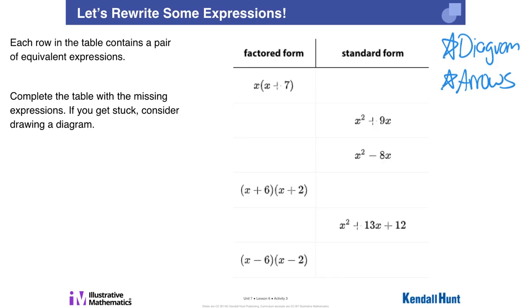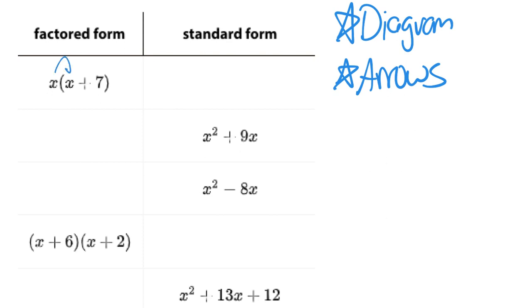As we work on this next table, I want you to remember that you have 2 tools that you can use. You can use diagrams or you can use arrows. Either one is fine here. Practice using both. Get comfortable with both as we go. This first one, I might just be comfortable just using arrows. I can see that this is going to be x squared plus 7x by using the arrows.